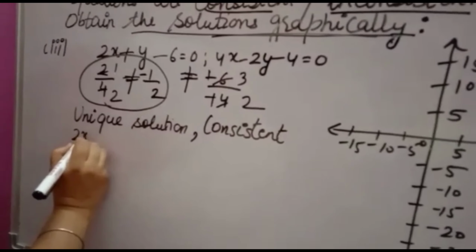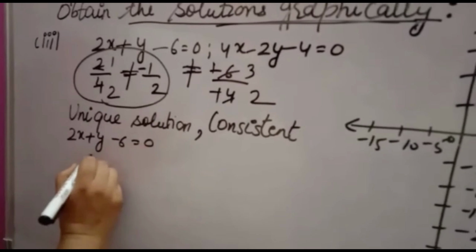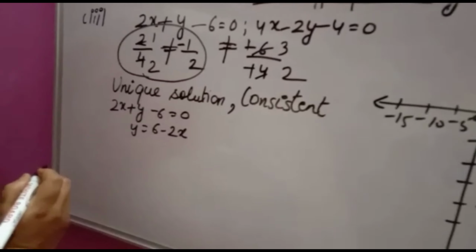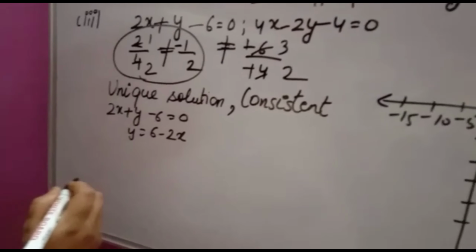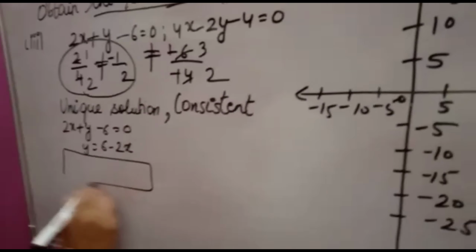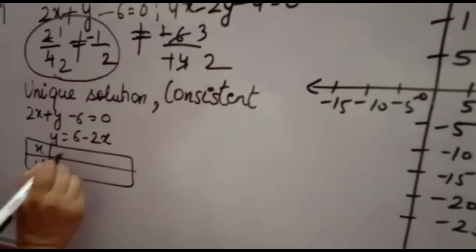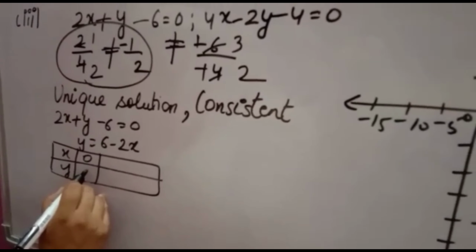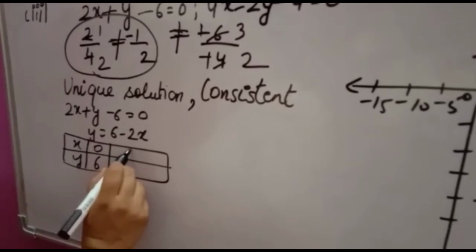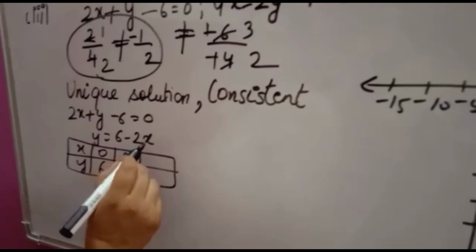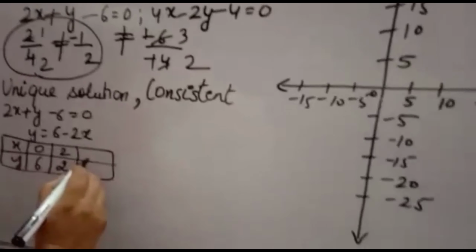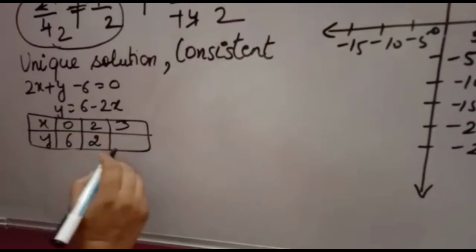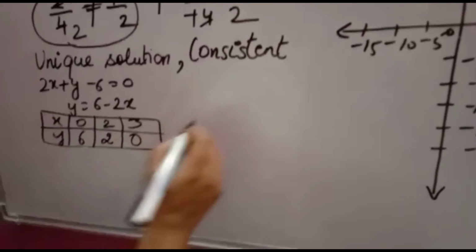Firstly you will make a table for this line. Y will come 6 minus 2x. You have to make the table. Different values of x you will take and you will get different values of y. Suppose x is 0: 6 minus 2 into 0, so 6 minus 0, y will come 6. Suppose x you are taking 2: 6 minus 2 into 2, 6 minus 4, that is 2. Then suppose x you are taking 3: 6 minus 2 into 3 means 6 minus 6, that is 0.